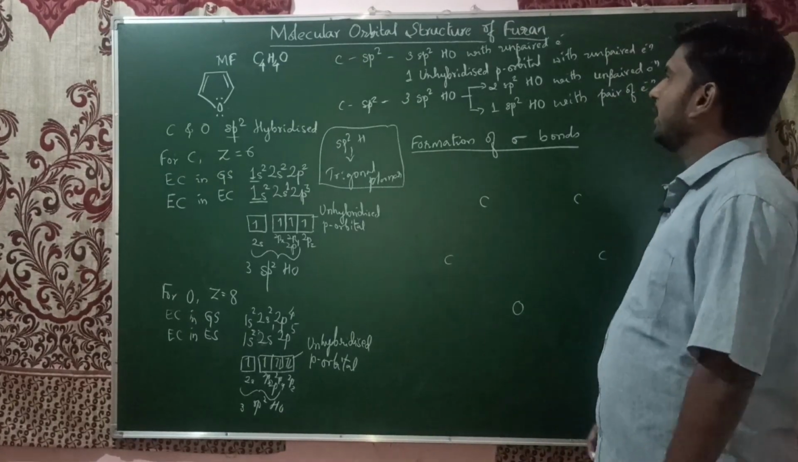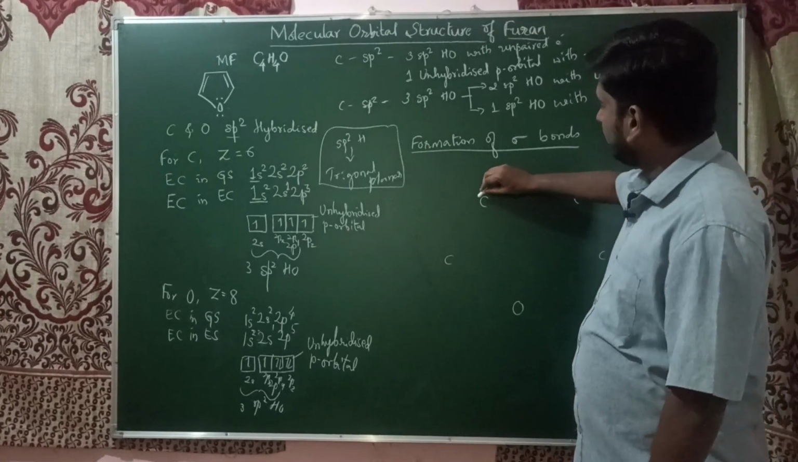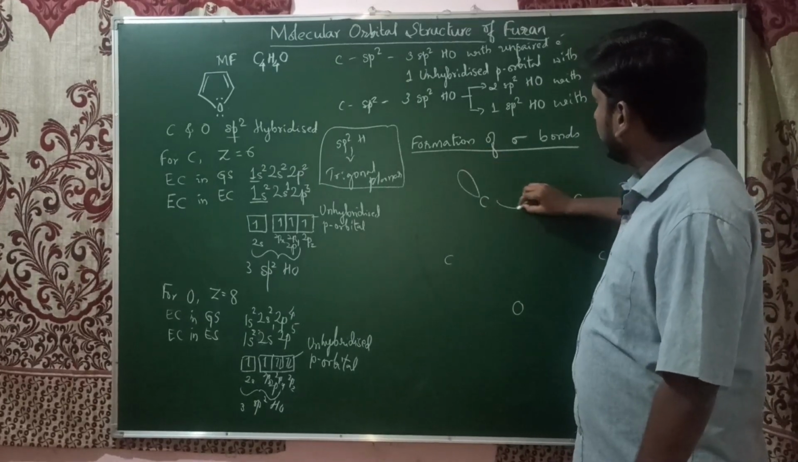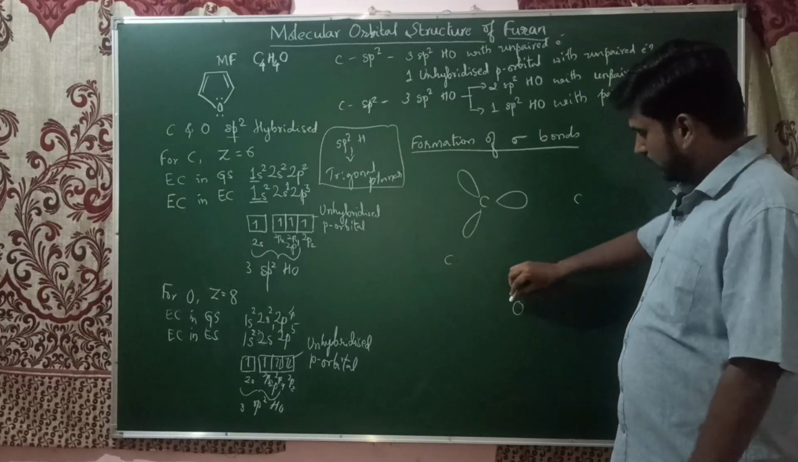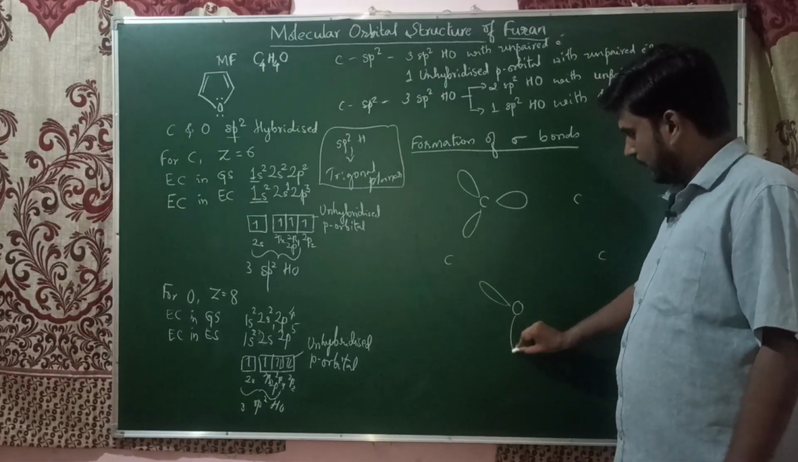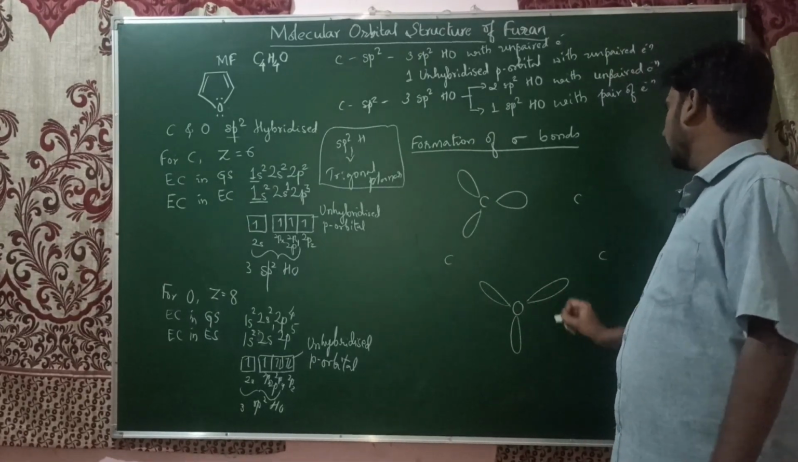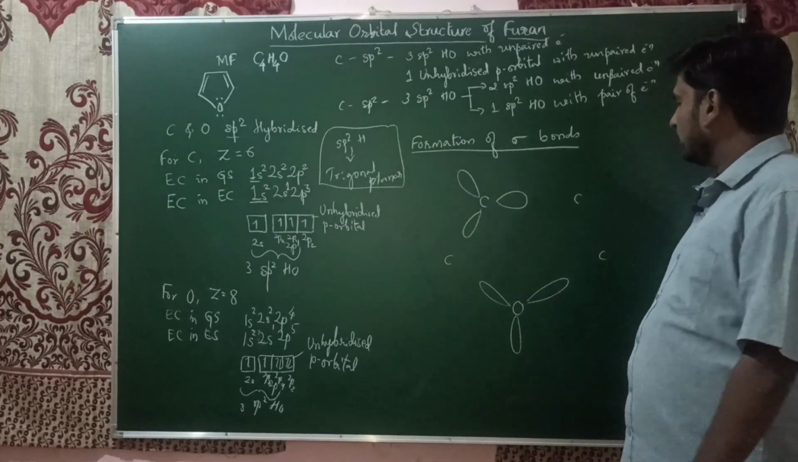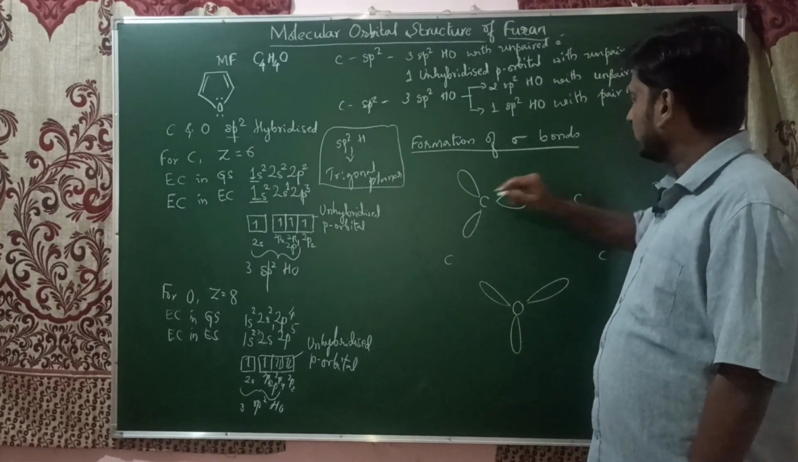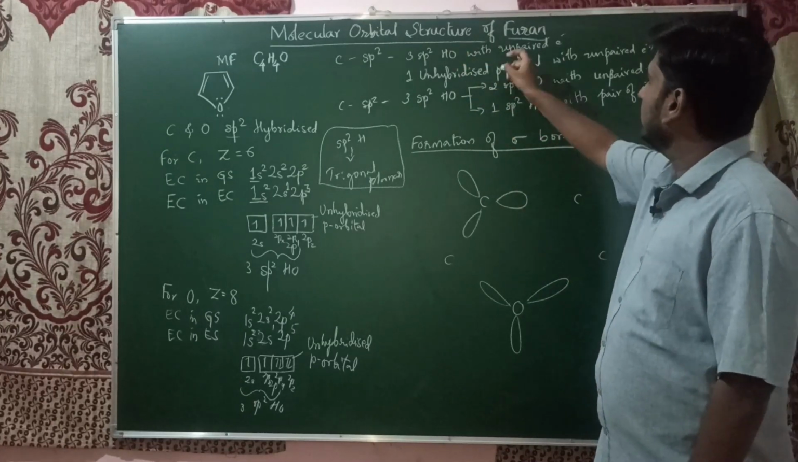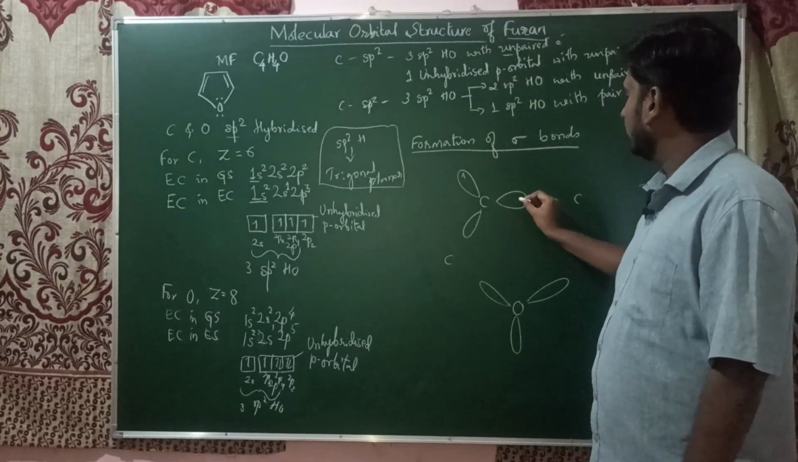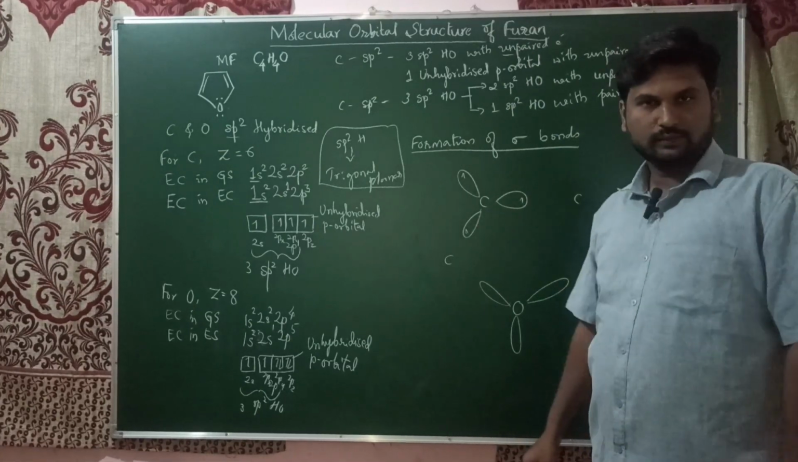And each of the carbon and oxygen are sp2 hybridized, hence they will get the trigonal planar geometry. This is the geometrical shape of the orbitals for both carbon and oxygen. So here what happens? Each of the sp2 hybridized orbitals of carbon contains an unpaired electron. So each of them contains a single electron.